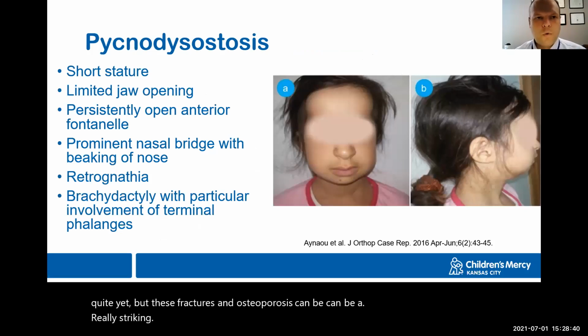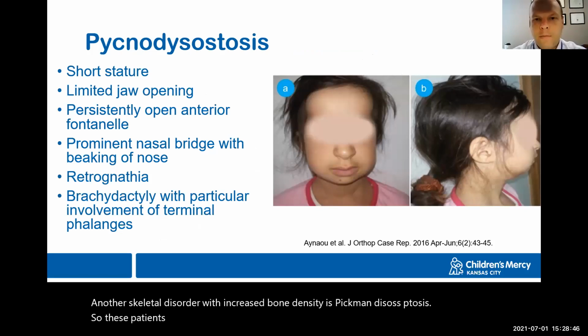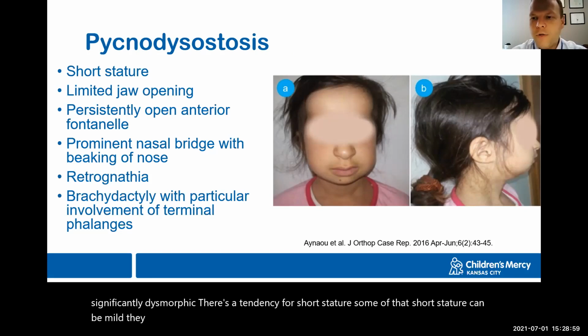Another skeletal disorder with increased bone density is Pycnodysostosis. So these patients are going to have a particular appearance. They can be, in some cases, significantly dysmorphic. There's a tendency for short stature. Some of that short stature can be mild. They can have some other findings, such as open anterior fontanelle, prominent nasal bridge with kind of a beaked appearance to the nose.